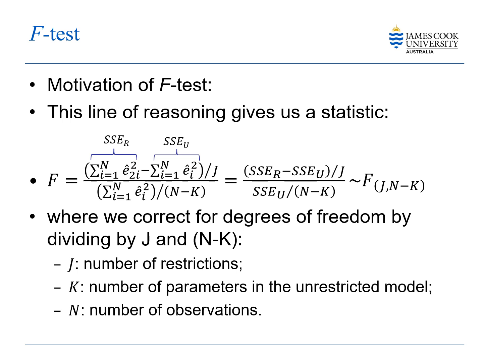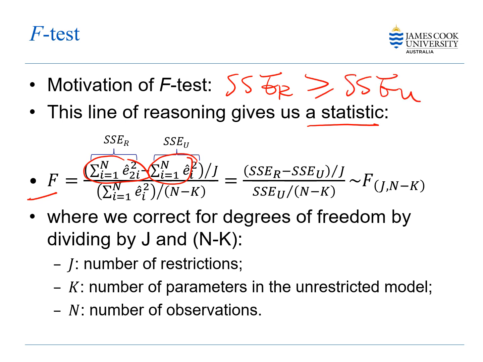This line of reasoning gives us a statistic, the F statistic, which is the sum of e-hat squared over all observations for the restricted model, minus the sum of e-hat squared for the unrestricted model. So look at the difference of them. These terms are the sum of squared errors for the restricted model, SSE_R, and the sum of squared errors for the unrestricted model, SSE_U. Observe that SSE_R should be at least as big as SSE_U.